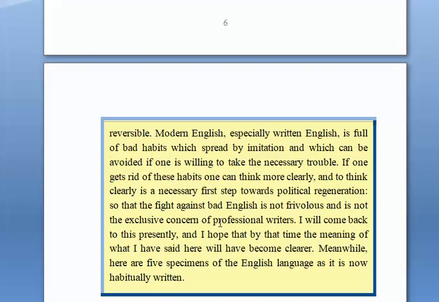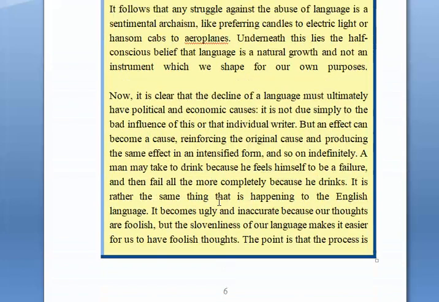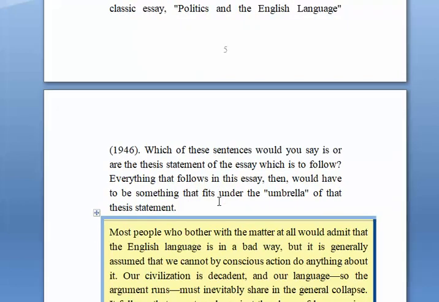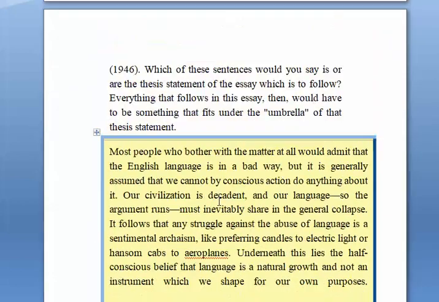So read it again, please. Read it again. You can see this in the book, and try to find out where the thesis statement is. Where is it located? Okay.